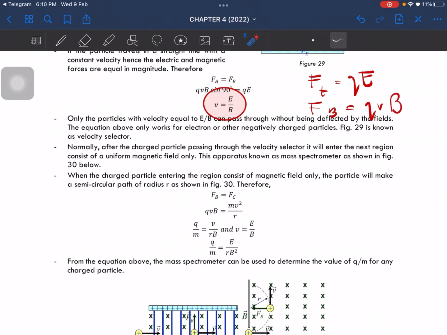Okay, so the equation above only works for electrons or other negatively charged particles. Okay, if positive, it doesn't work.